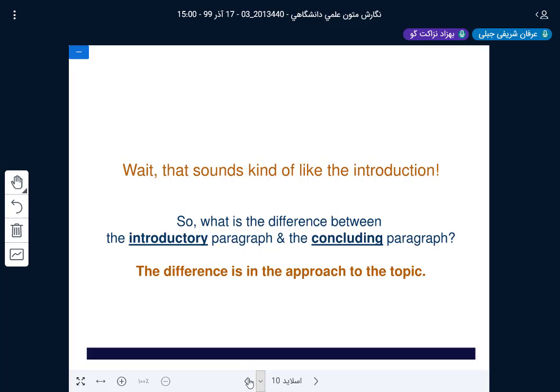The difference is in the features we already studied. It reminds us of the functions of the topic sentence. In the introductory paragraph, we started from something general and ended in something specific, but here we start from something specific and end in something which is, let's say, general, or a prediction, or a warning, or hope, or a suggestion for future action. So the difference is in the approach to the topic.